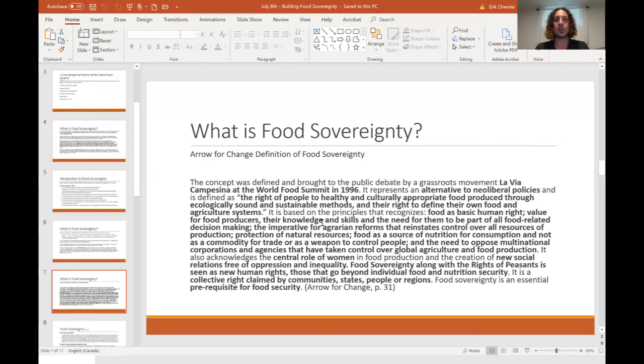One thing that is important here, and also discussed by La Via Campesina, is that food sovereignty is an essential prerequisite for food security. Basically, the idea is that in order for us to have food security in different regions of the world, we actually have to be food sovereign or we're not going to be food secure.